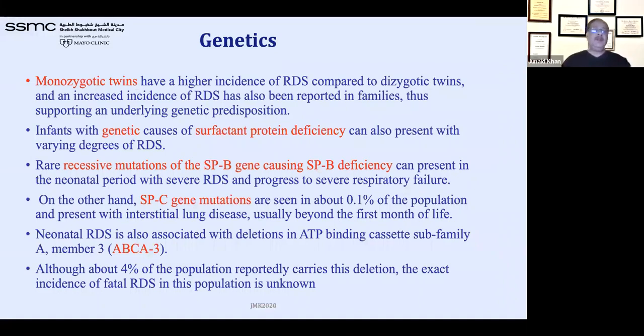As I told you, we talk about genetics because there is a genetic predisposition. For example, monozygotic twins have a higher incidence as compared to dizygotic twins. The genetic causes of surfactant protein deficiency can also present with varying degrees. The most important one, which is rare but important, is autosomal recessive mutation of the SPB gene. SPB protein, you know, is a part of the surfactant protein which helps in spreading the surfactant throughout the lung. The SPC gene mutation can also be present in 0.1% of the population. There is another gene called ABCA3, ATP-binding cassette subfamily A member 3, which can also affect that. Although about 4% of the population reportedly carries this deletion, the exact incidence of fatal RDS in this population is unknown. So there is a strong genetic predisposition to this disease.